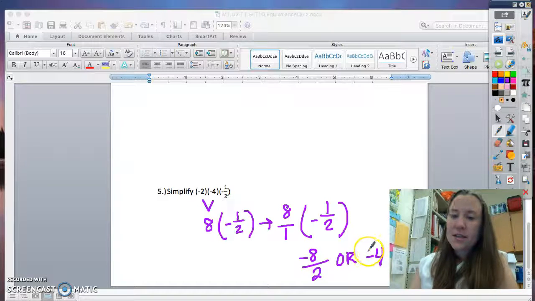So please use this to help you in doing Form B of your quiz, in addition to the actual sample answers that I gave you.